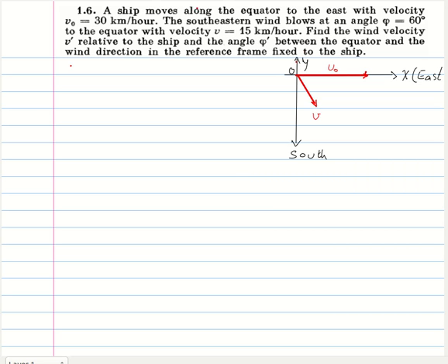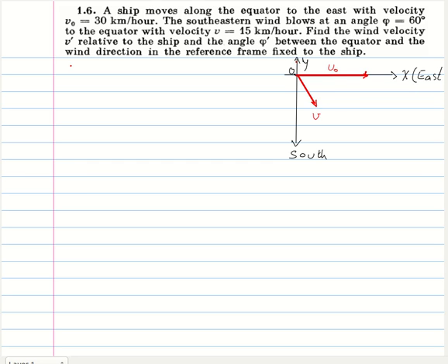Okay, so in this problem what we have already been given is the velocity of the ship with respect to a fixed point on the equator. Let us say that our fixed point is the origin O, and we are given that the ship is moving towards the east. So I have taken my positive x axis to be towards east, and north is my positive y axis, so south will be my negative y axis.